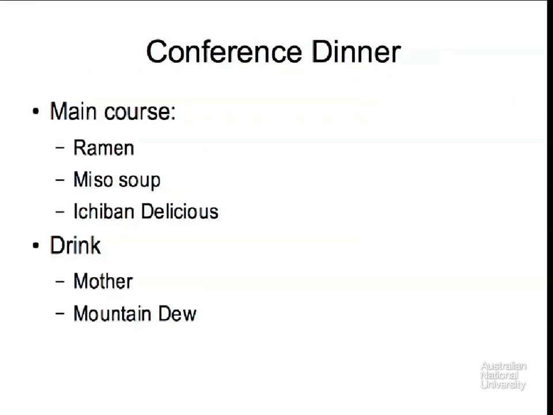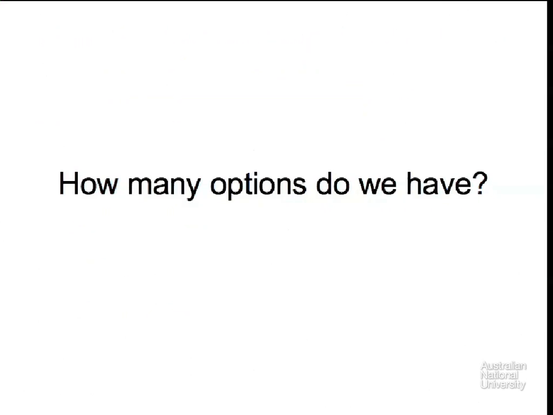So imagine that the conference dinner has 3 options for your main course. You can have ramen, or you can have miso soup, or you can have the Ichiban Delicious. And for your drink, we also have the option of Mother or Mountain Dew. I just picked the most computer science stereotypes I could think of. I apologize very much. So how many different options for dinner do we have here?